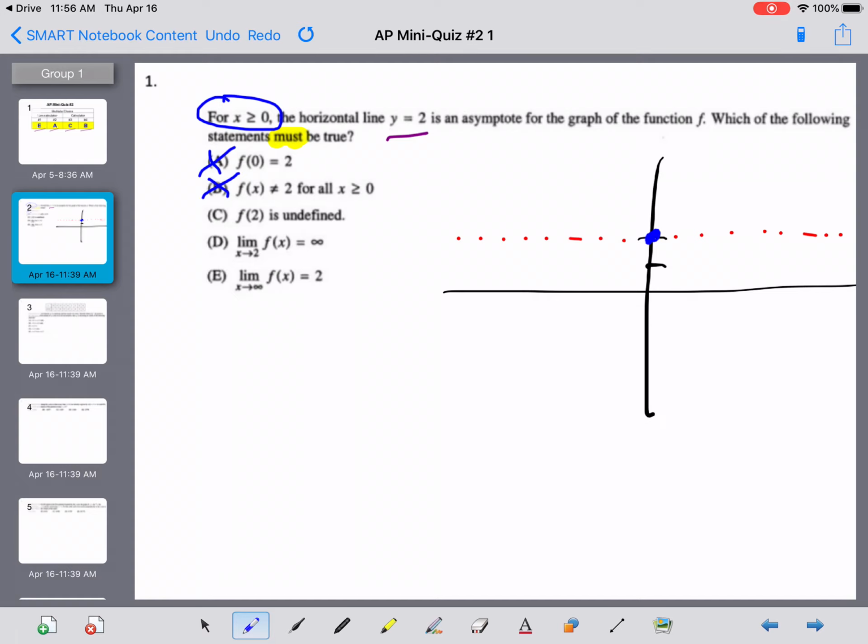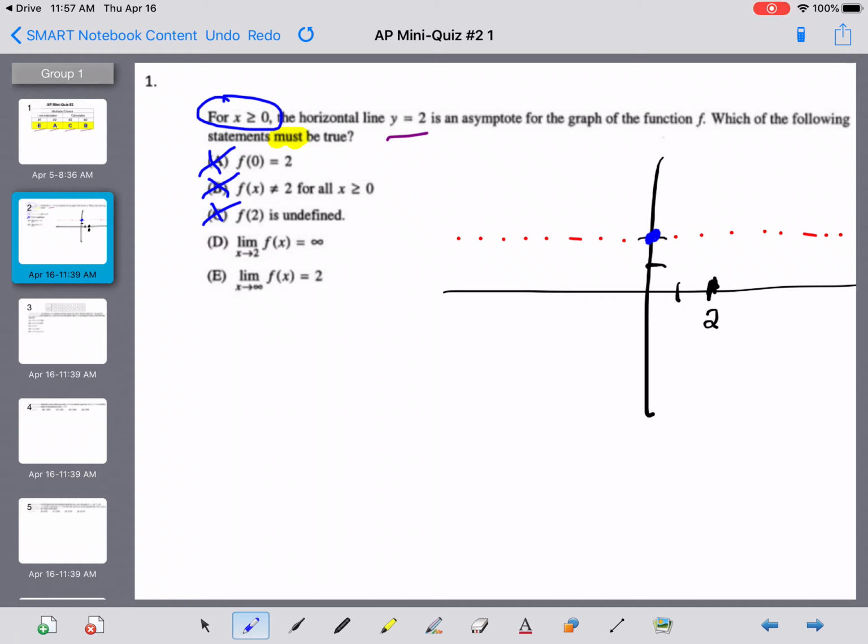For C, f of 2 is undefined. That is completely irrelevant to this problem here. F of 2 is the y value of the function at this particular spot right over here. 2 is an x value in C. We're talking about a y value of 2, so C is definitely not the answer.